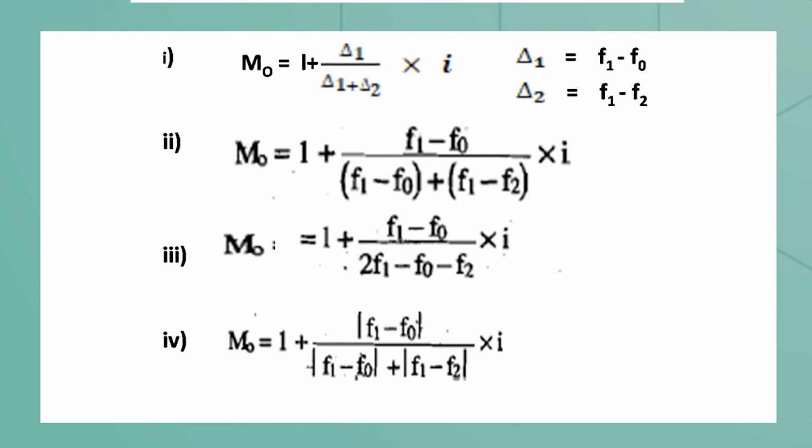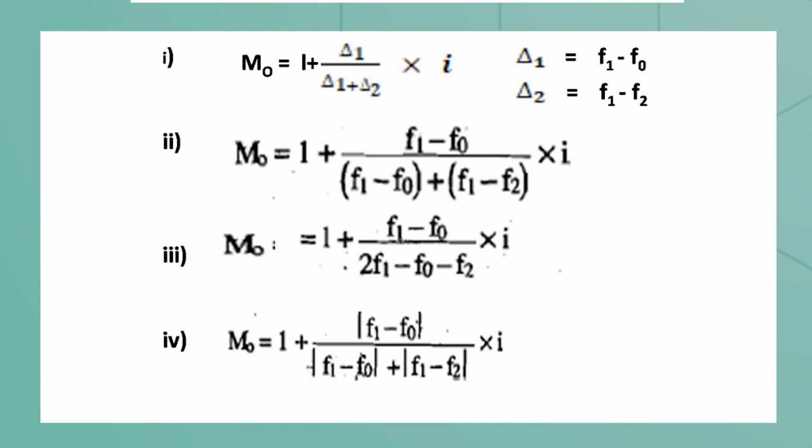Therefore, Mo is mode, L means the lower limit of the modal class. F0 is the frequency of the class preceding the modal class. F1 is the frequency of the modal class. F2 is the frequency of the class succeeding the modal class. I is the class interval. Now we see the formulas.